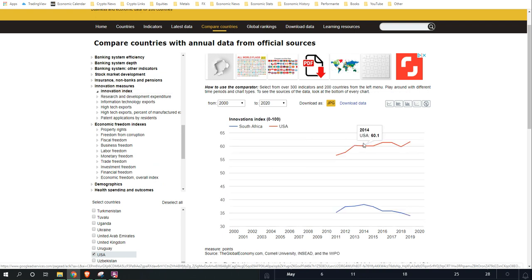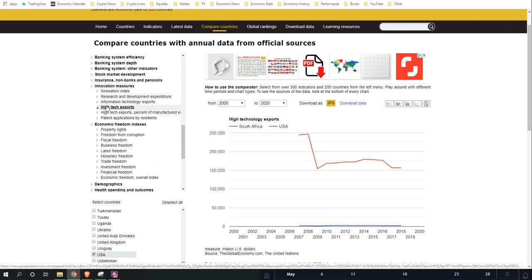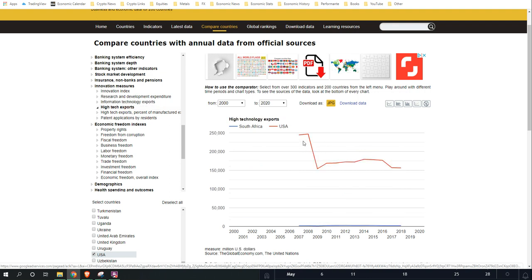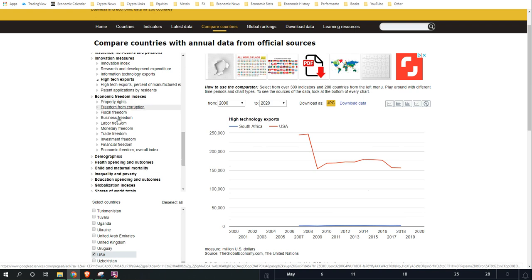All right, next thing we're going to be looking at is the innovation index, which is just looking at how much innovation is occurring in that country, as well as some high-tech exports, which is also important, and information technology and exports. So exports obviously play a really big role in an economy, and yeah, America is definitely beating them out on almost every single front in that sense.